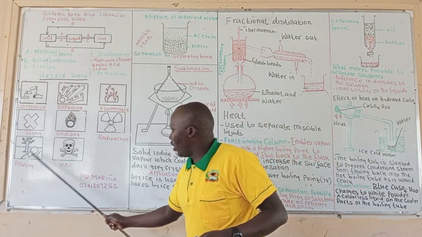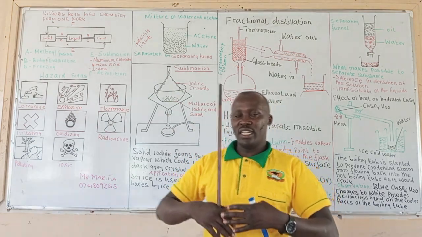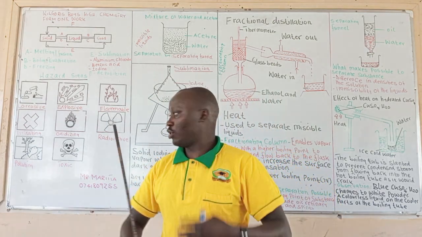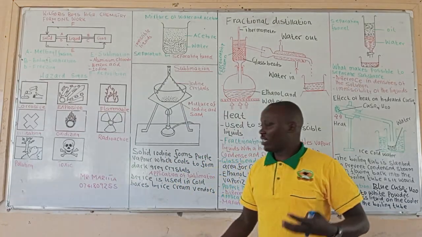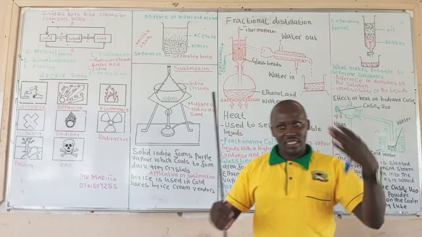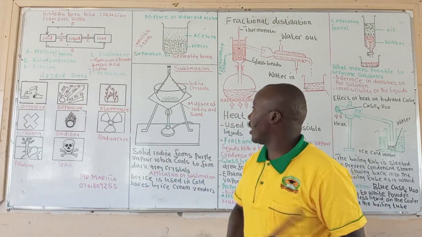Then we have this one here. It signals that the substance is a pollutant. And then we have the last one. This one means toxic. So these are the hazard signs. Normally they give signals of some dangers.